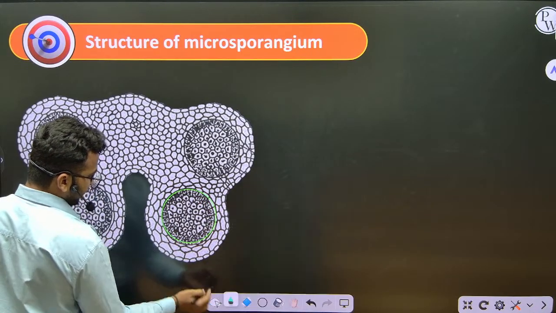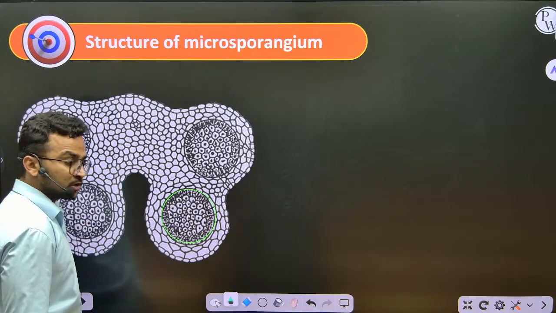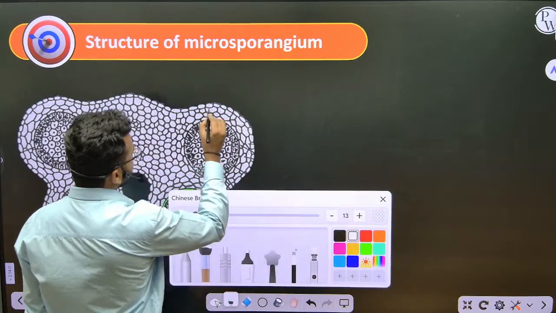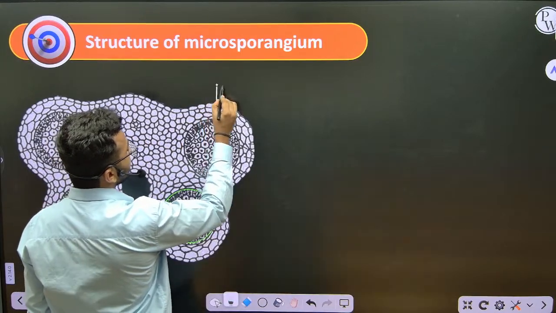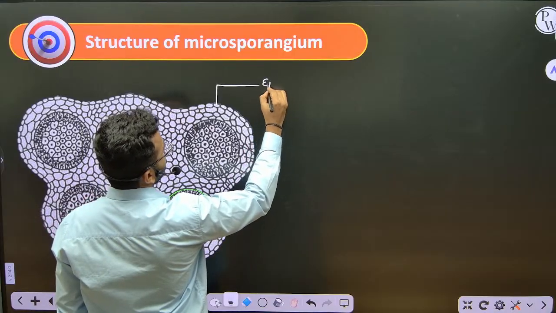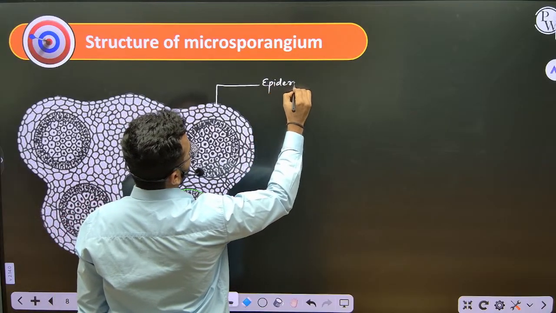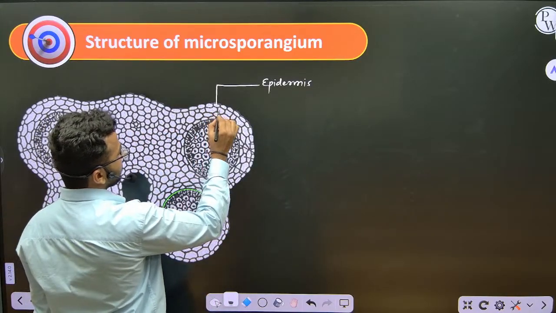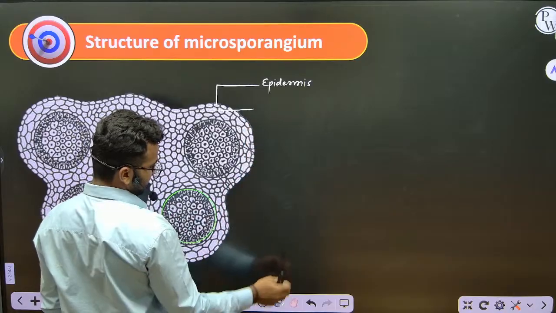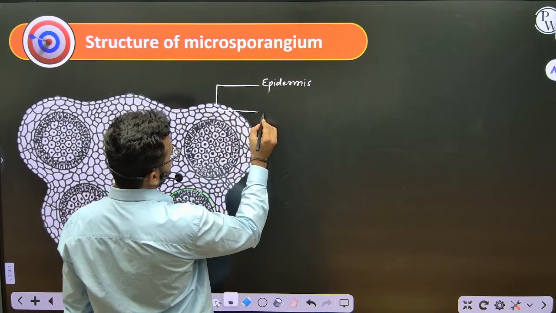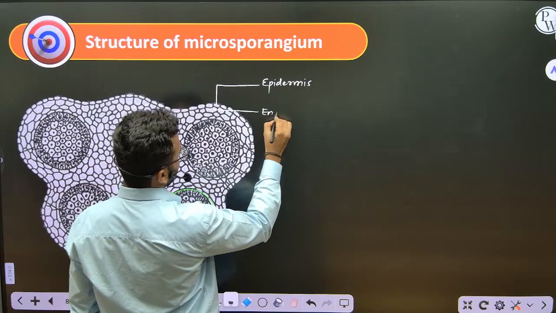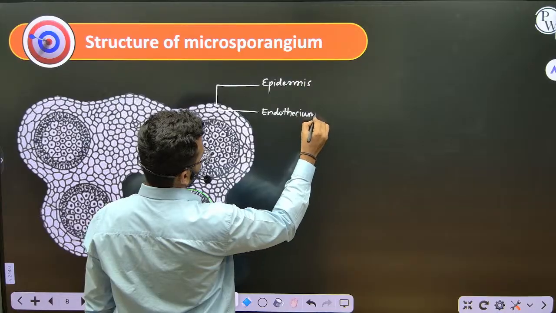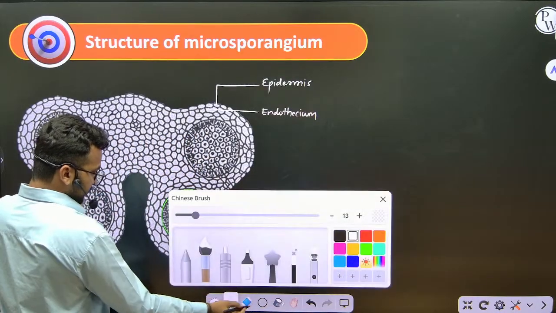And the cells which are present within that are all sporogenous tissue. Okay. So now I will label the parts, and along with that we'll discuss the function also. The outermost layer is epidermis. Outermost layer we call epidermis. And next to that what you are seeing is endothecium. So this layer is endothecium.